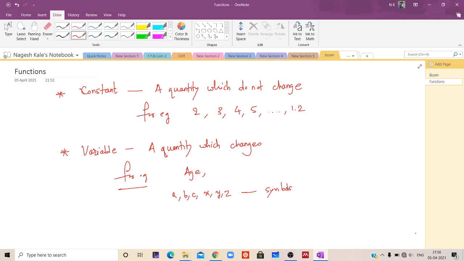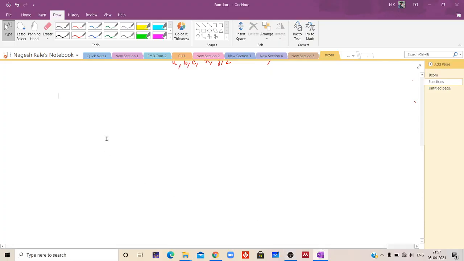So after discussion of constants and variables, now it's time to discuss some more concepts that are involved in the case of functions. Now let me discuss some of the concepts that are involved in the functions. Basically, what is a function? A function is nothing but a map that assigns for each value of x a unique value of y.